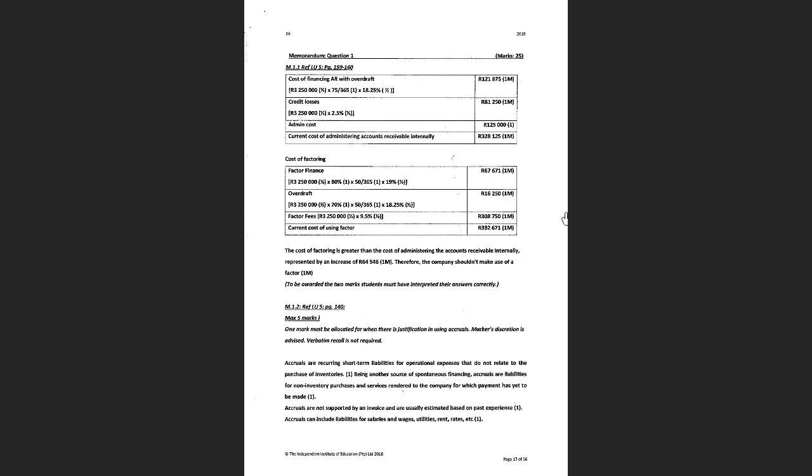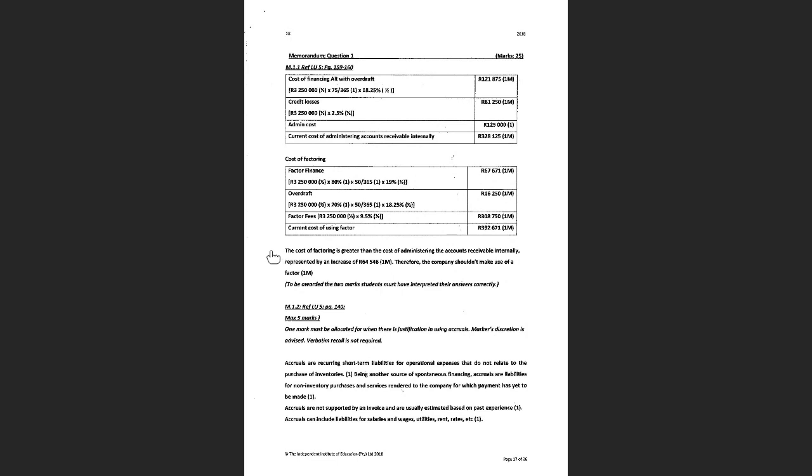Okay, so remember the required said determine whether or not the company should factor its accounts receivable. So you must answer that. You must have a conclusion to tell us whether or not. At the bottom here you can see there's 2 marks for interpreting your workings correctly. And if you just do these workings and you don't give a conclusion, you're leaving 2 marks on the table. Because yes, I can read your figures and I can see that the factor is more expensive than the current cost, but you have to give the conclusion for the 2 marks.